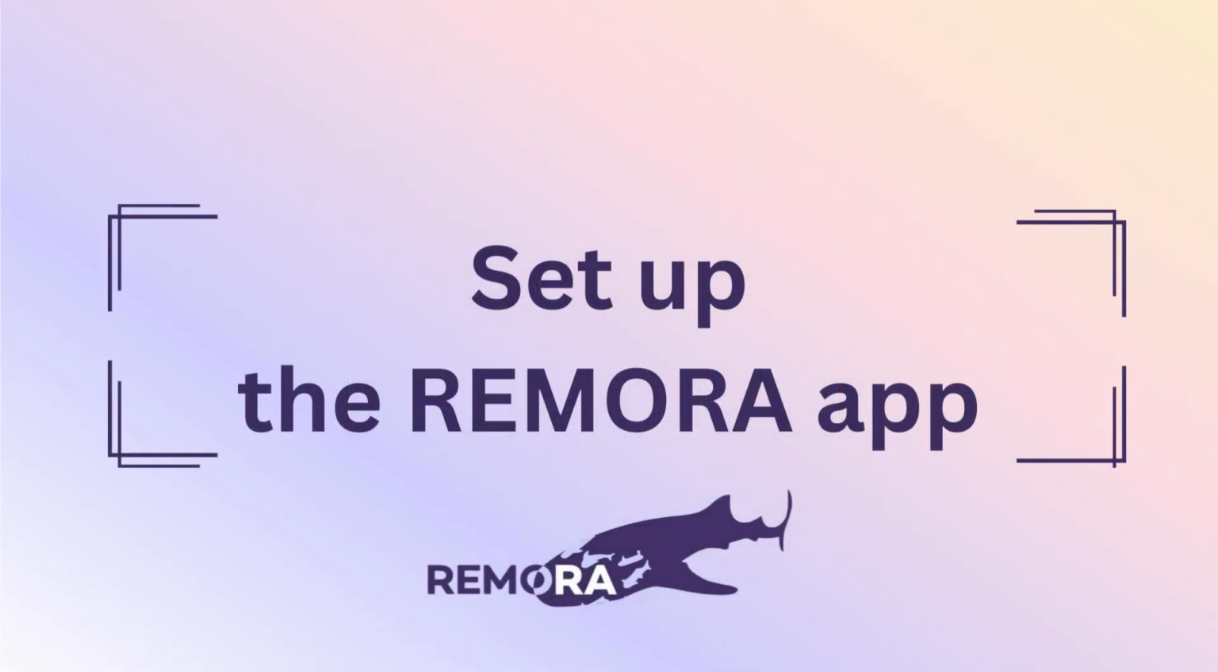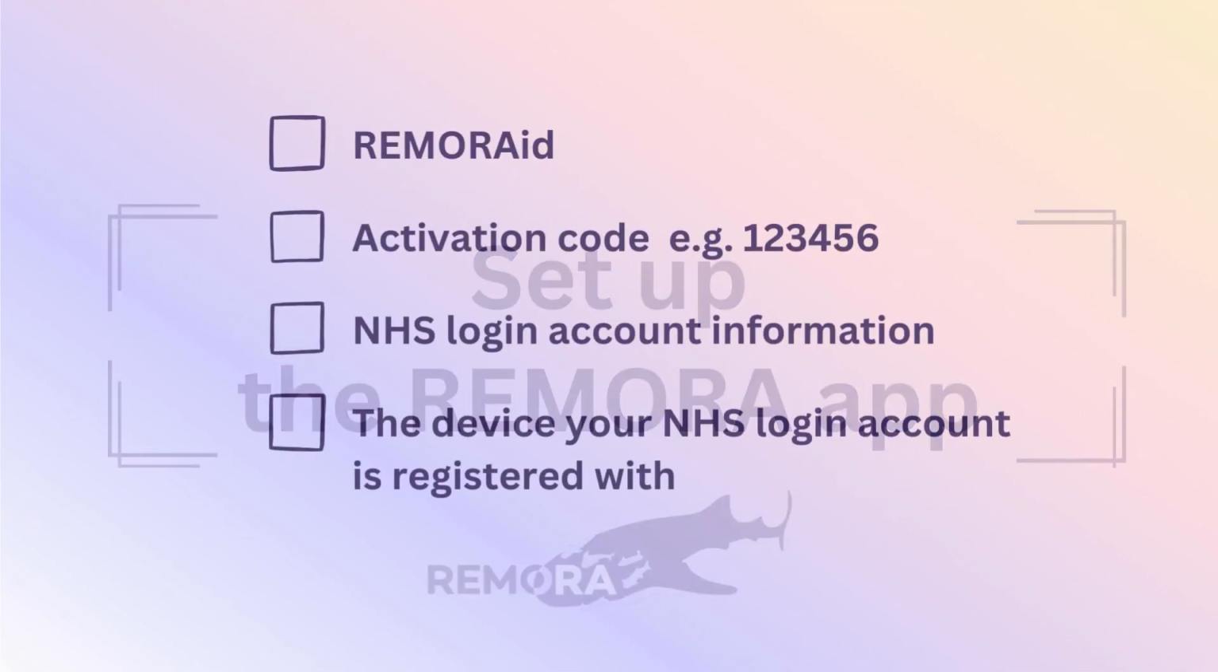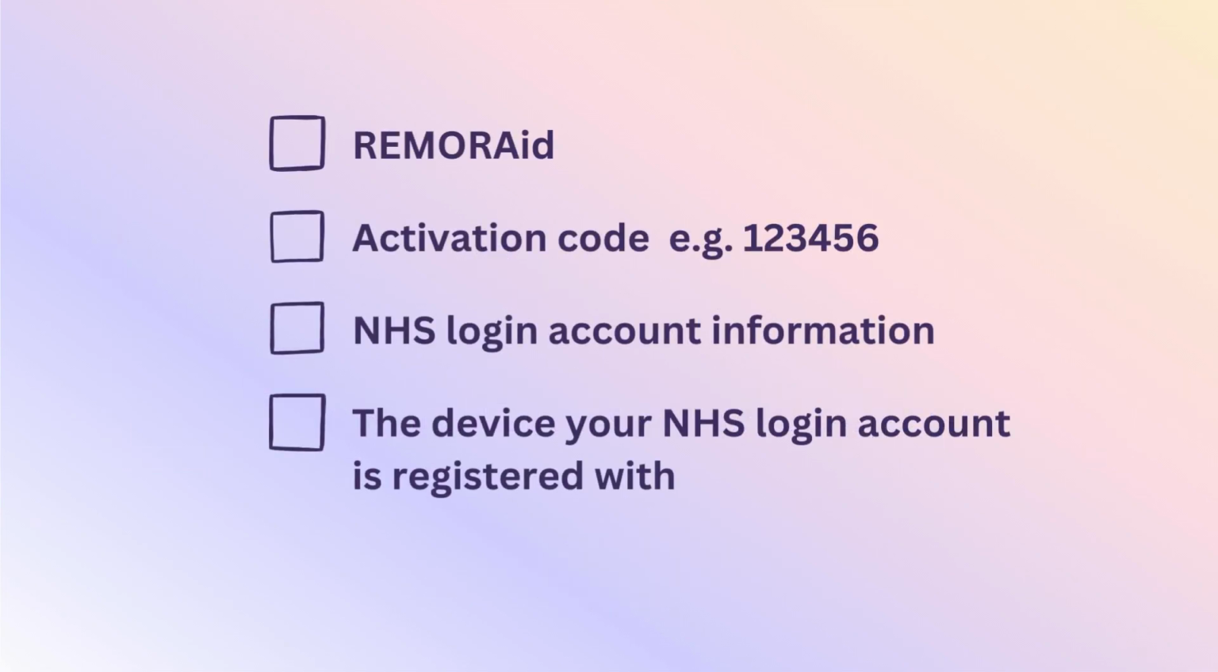The following instructions will explain how to set up the REMORA app on your mobile phone. You will need the following information before you begin. Your REMORA ID. This was given to you in your welcome email from the University of Manchester study team. Your activation code, which is also in the welcome email. Here is an example code. You only need to enter this code once. Please do not share this code with anyone else.